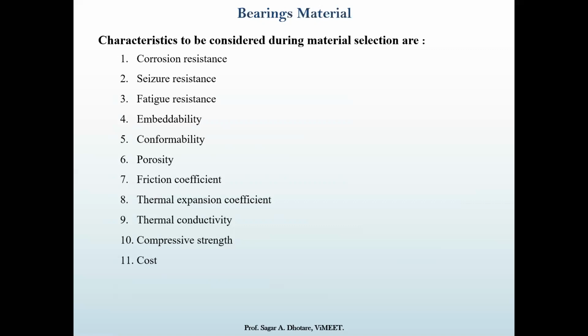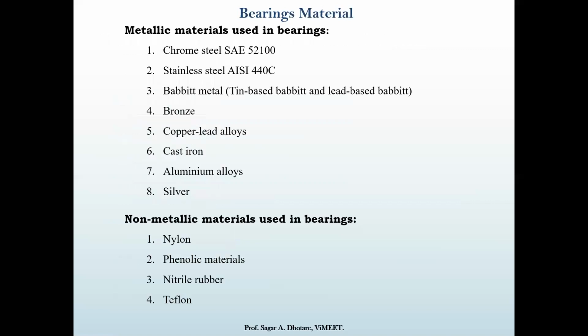Normally the load applied is mostly radial load, so the compressive strength should be high. Then thermal conductivity, thermal expansion and friction coefficient. As heat is generated, if the thermal conductivity is high, it can easily transfer heat from the material to the oil or to another mechanism, and thermal expansion should be low. And the most important thing is that cost should be low.